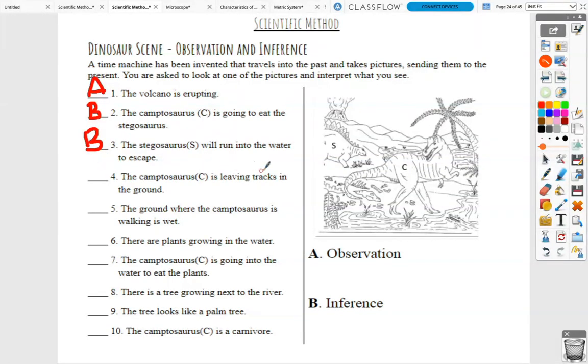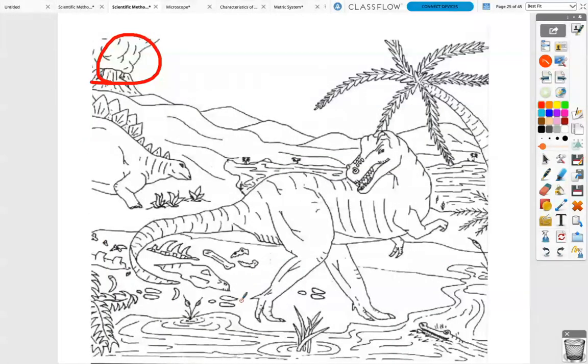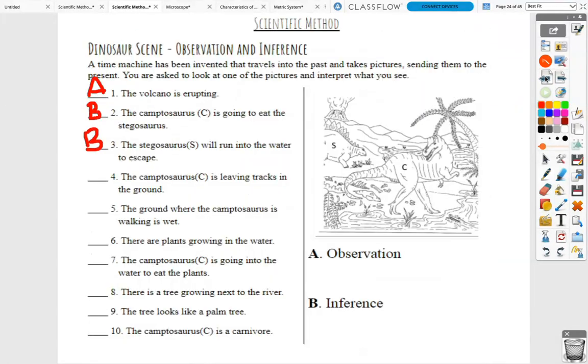Number four, the Compatosaurus is leaving tracks in the ground. Well, let's go look at the bigger picture here. We can see that these footprints pretty much match that Compatosaurus. So we can say that that is an observation, right? We can see that. So go through and determine if you can see it in the picture, it's an observation. If it's something that you have to infer from prior knowledge, then it's an inference.